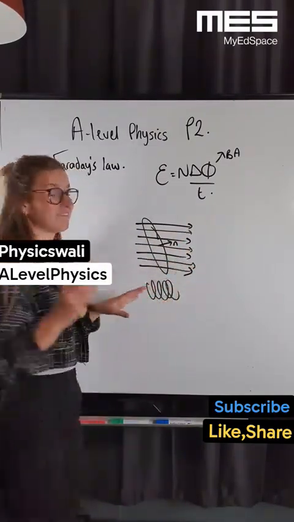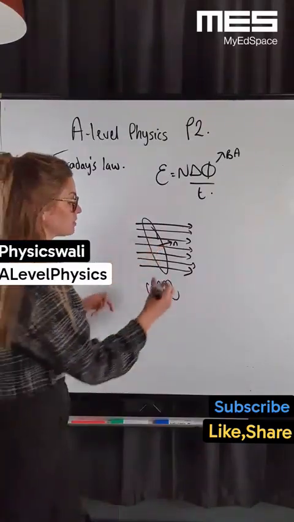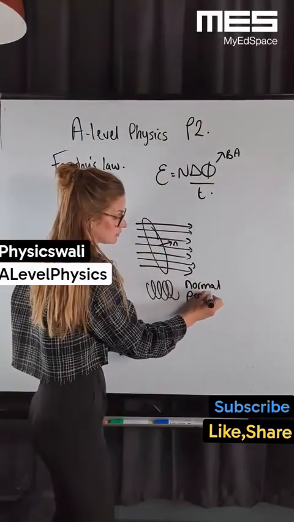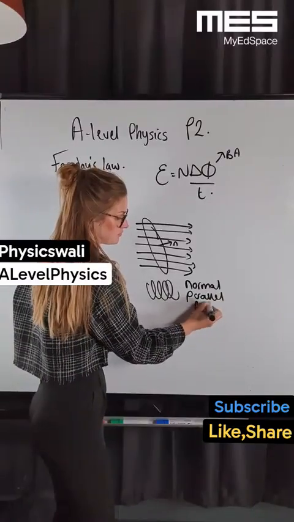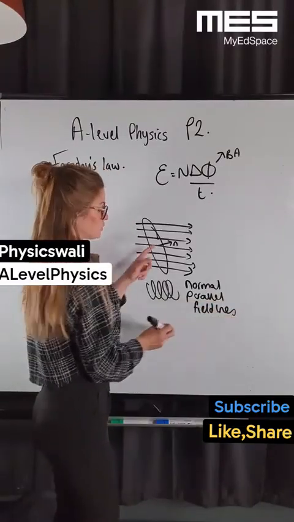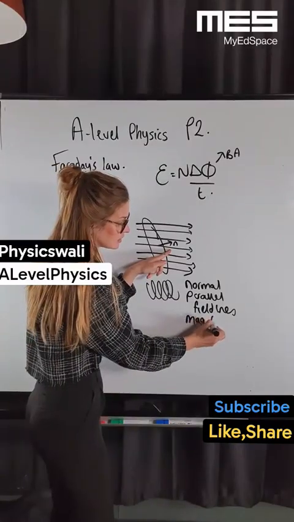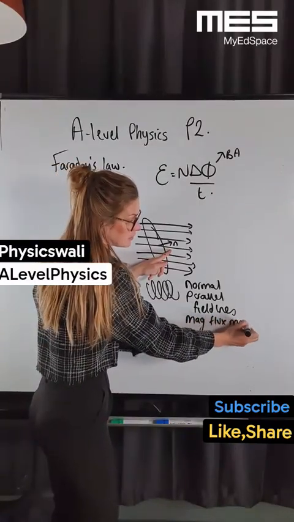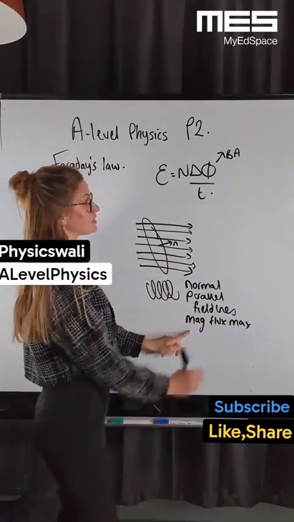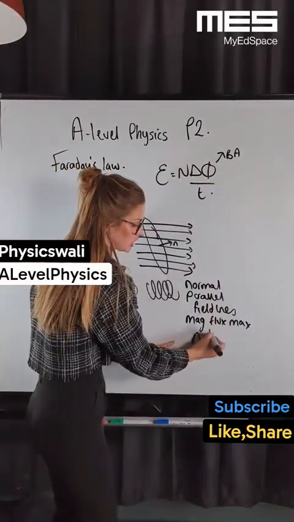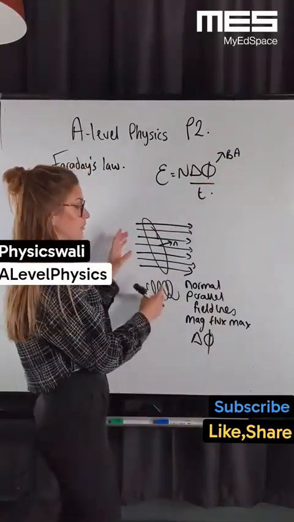The fact that you need to know is that when the normal is parallel to the field lines, that's when our magnetic flux is a maximum. Magnetic flux is B times A. This symbol here represents the change in magnetic flux. So that's when my magnetic flux is a maximum.